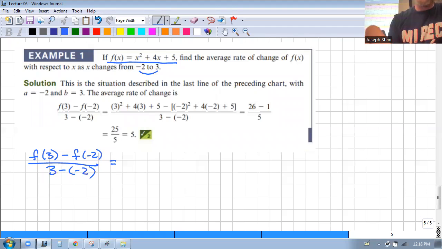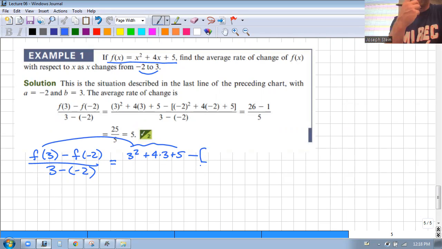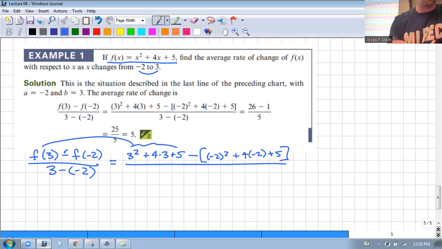F of X says take your input, square it, add 4, multiply by your input, and add 5. So that's F of 3. Now we want to do minus, and don't forget your parentheses here. Inside these parentheses, we're going to put F of -2. F says take your input, square it, add 4, multiply it by your input, and add 5. Be careful that you have these parentheses because we're subtracting F of -2. We want to subtract this whole thing, so you have to put those parentheses there. That way you remember to distribute this minus sign to everything, right?